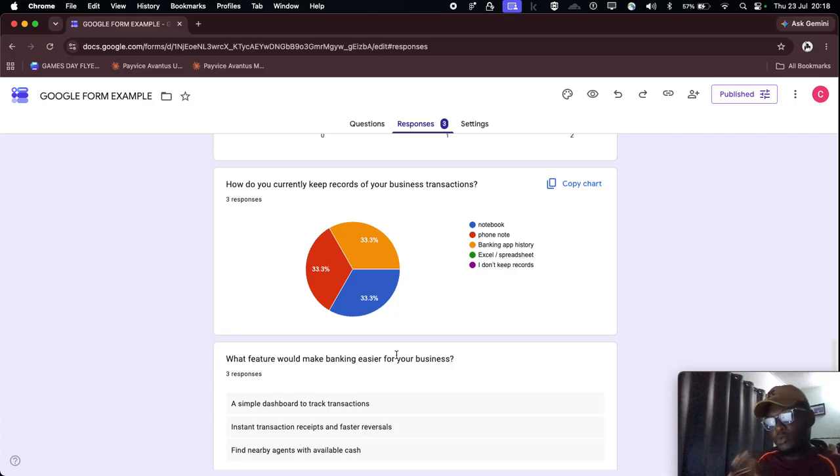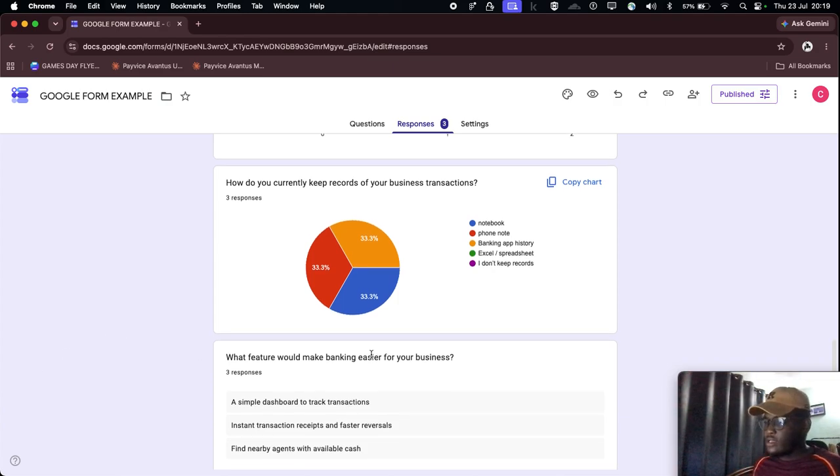From what I've noticed, at least I know notebook, phone notes, banking app history, these are the ways in which they do their record keeping. So from here I can know that users have different methods to track their transactions. And it also means that for me, who is building the Swift Serve app, I should make sure I'm providing a simple and maybe unified transaction history for them.